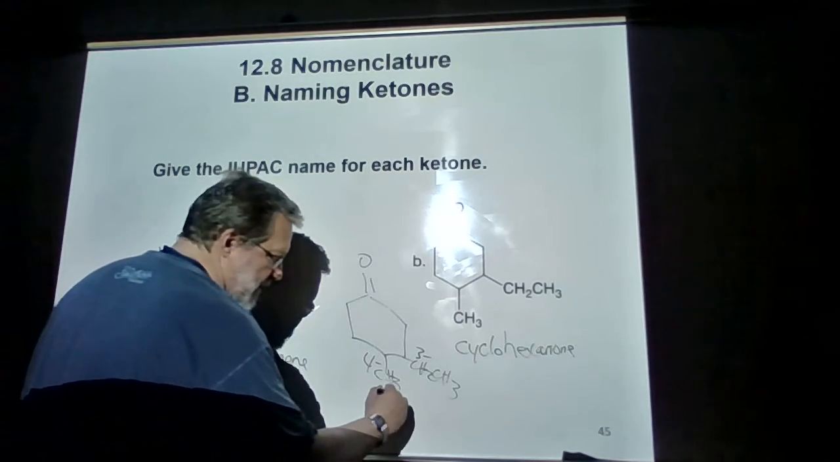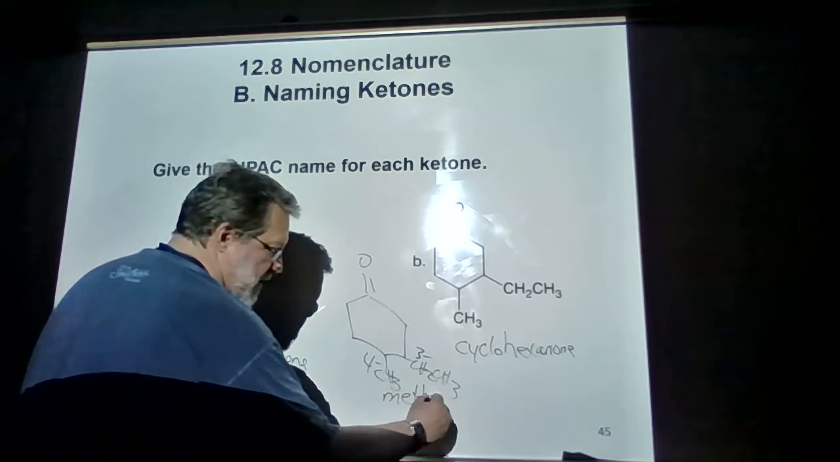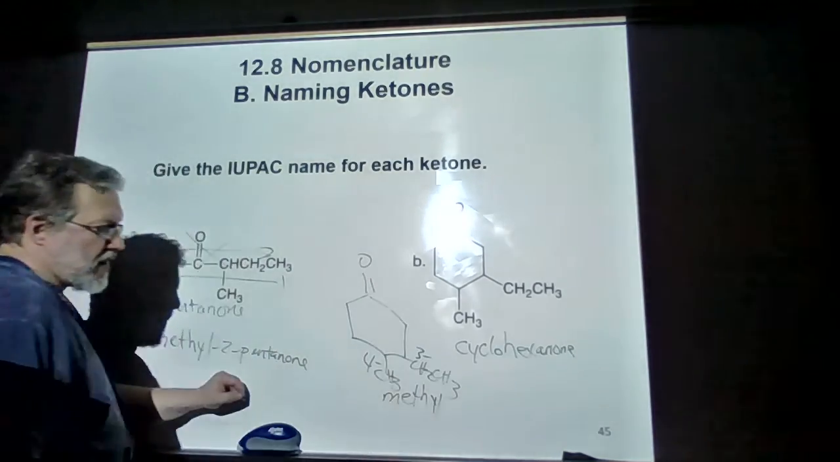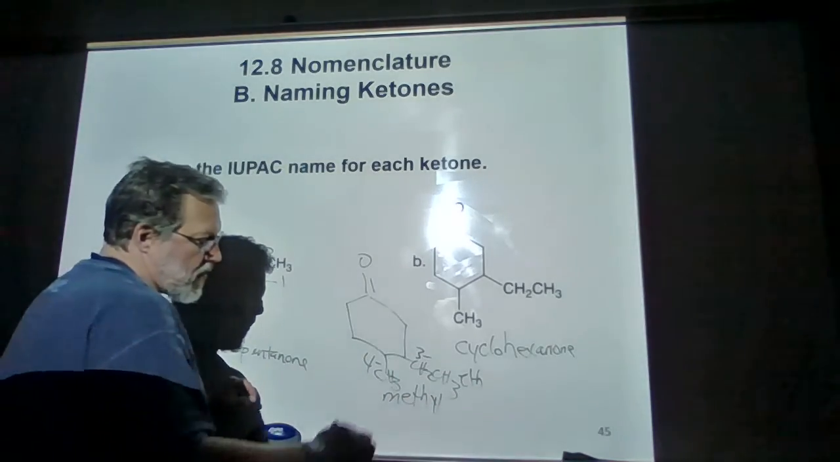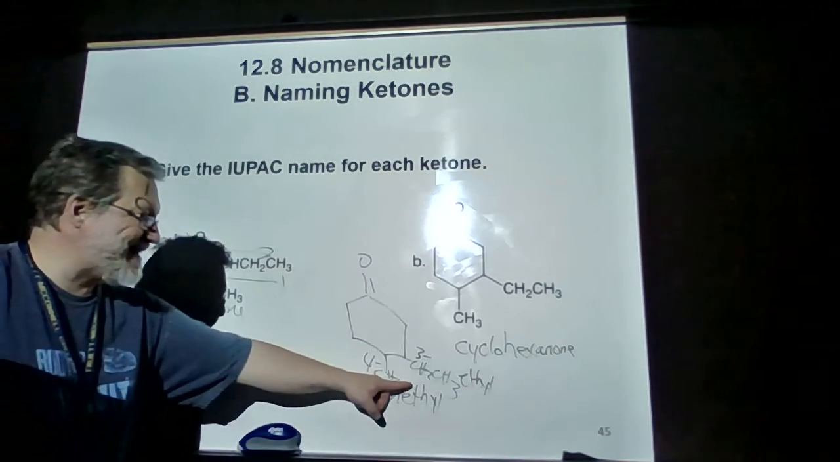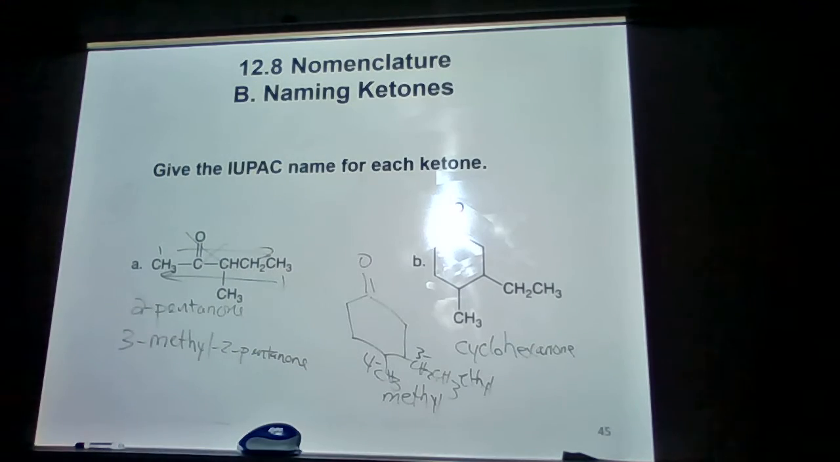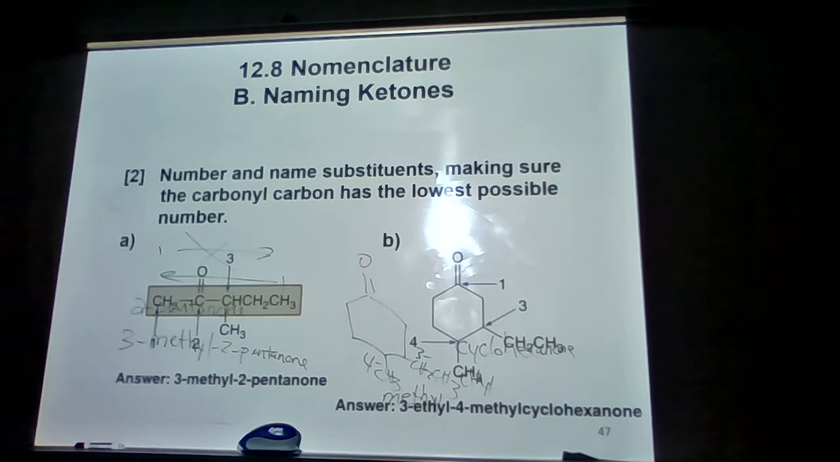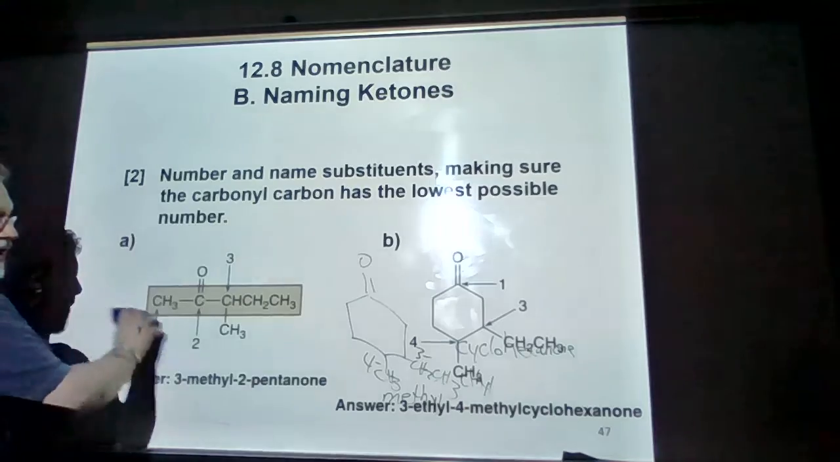That single carbon fragment is meth. Since it's a substituent, methyl. 2 carbon fragments, it's an eth. As a substituent, ethyl. So listing these alphabetically, E comes before M: 3-ethyl, 4-methyl, cyclohexanone.